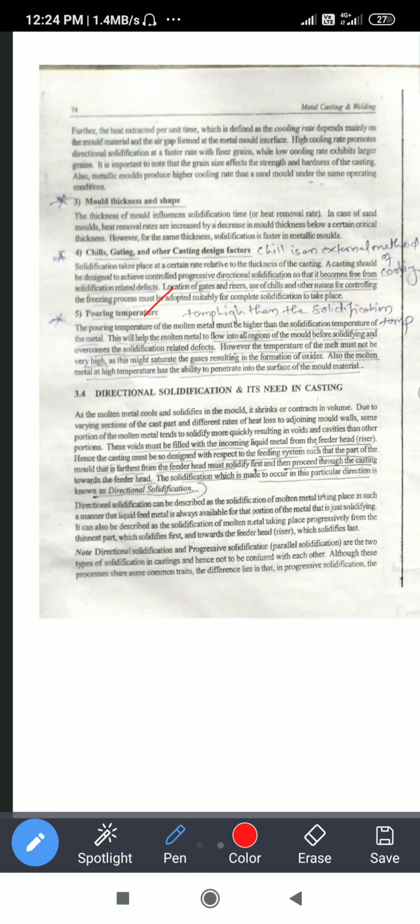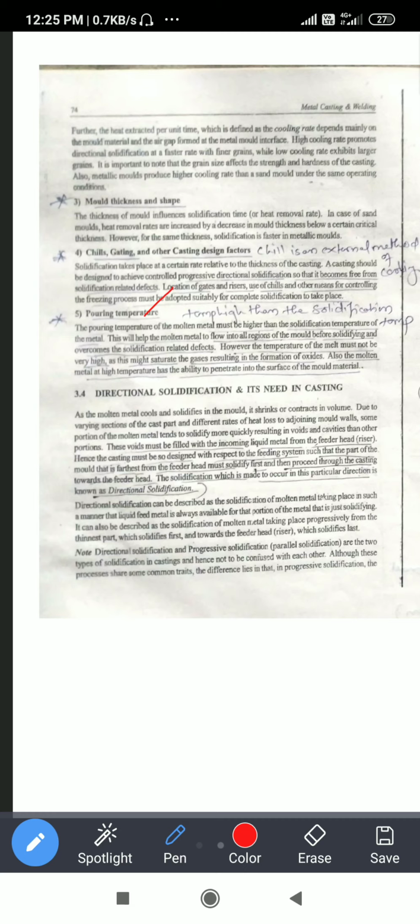So, dear students, today I will discuss... Yesterday we discussed the variables of solidification: what solidification is, nucleation, and the different types of nucleation, heterogeneous and homogeneous. Now we will see directional solidification and its need in casting.